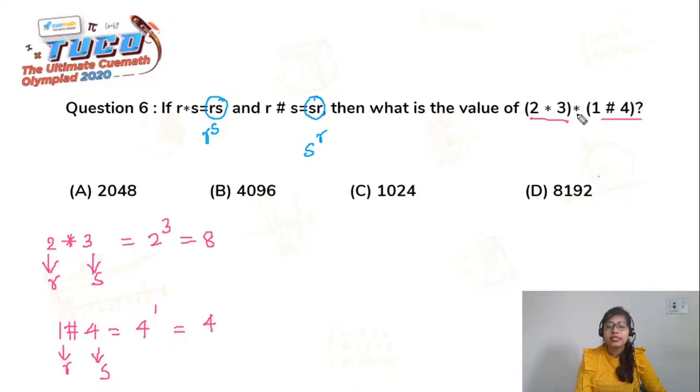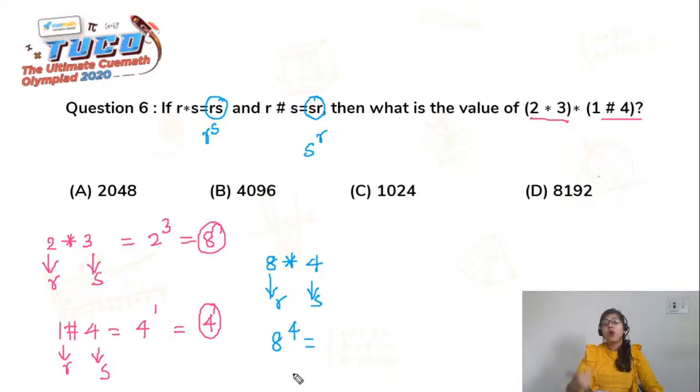Correct? Now there is a star between these two results as well. So when we take the star of these two, 8 star 4, this is again following s to the power of r, with this being r and this being s. So r to the power of s will become 8 to the power of 4. I want all of you to solve this and give me the answer in the comment section.